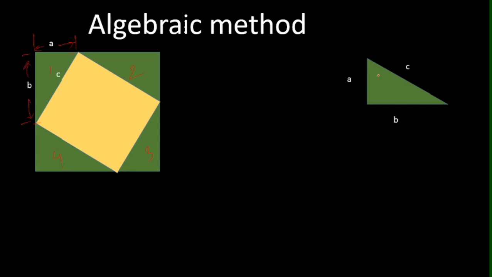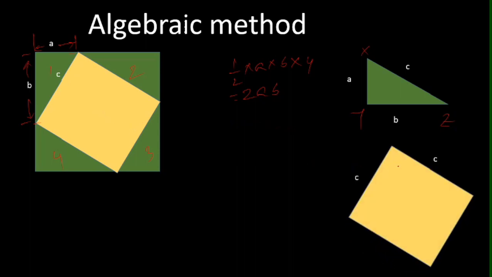Now this triangle, the x, y and z, has a height equal to A, and the base of this triangle is equal to B. So we can easily find the area of this triangle: half into A into B. The total number of triangles inside this big square is 4. So we multiply by 4 and we get 2AB.